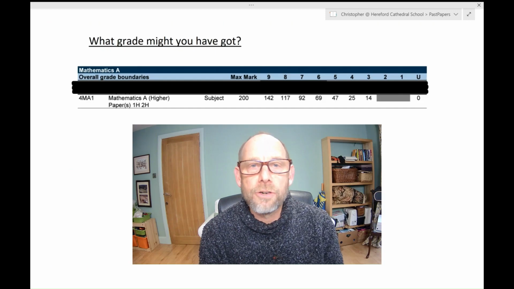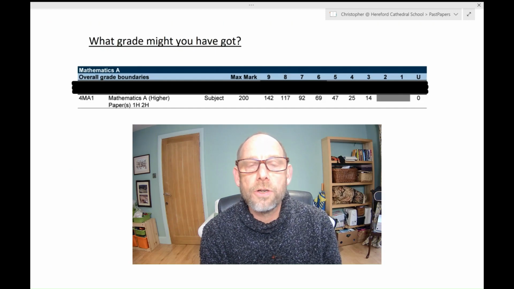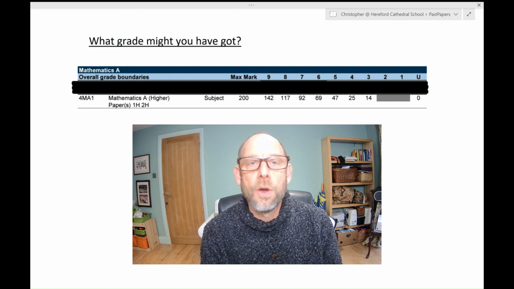So here are the grade boundaries. Now, these are the total number of marks you'd need on both papers combined. And then you can work out what grade you would have got had you been sitting the paper that year. So for instance, if you got a total mark of 92 in both papers added up, you would have scored a grade 7.